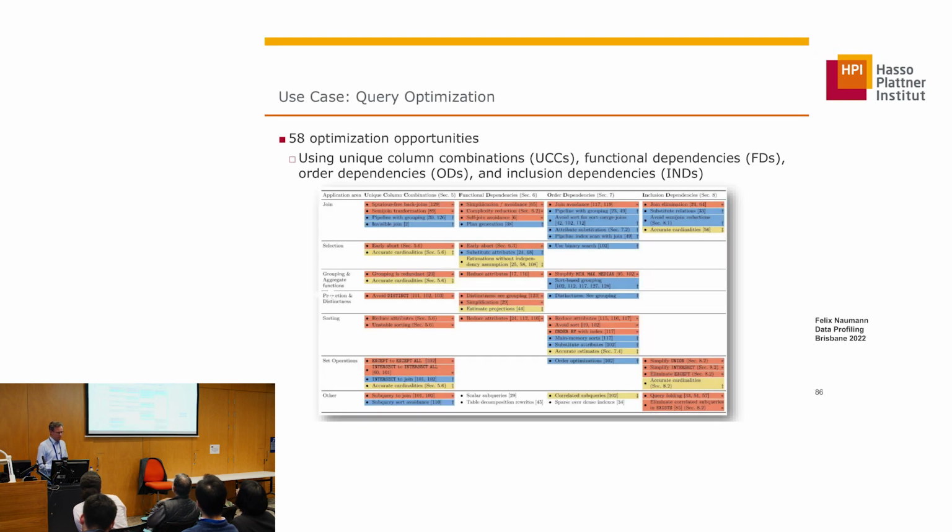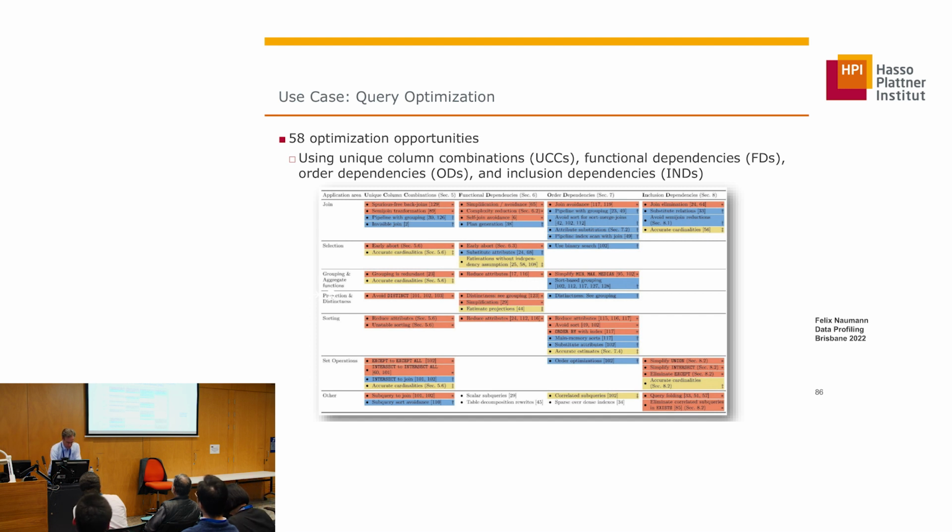Okay, so the first use case is query optimization. We've written a survey this year on query optimization using metadata, using dependencies mostly. You can see by this there are 58 optimization opportunities. There's a huge body of research out there. Sometimes it's called semantic query optimization. Each of these boxes here is one trick or idea to optimize a query plan or query execution in a database, right?